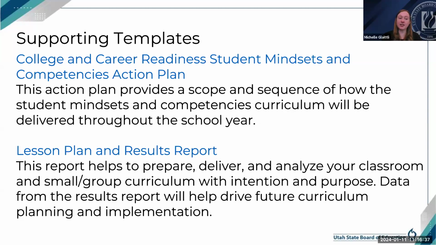So again, some supporting templates that are available in this area. We have our College and Career Readiness Student Mindsets and Competencies Action Plan. And this is a way for you to plan out what you're going to do to address those gaps, right? So going back to that data piece, what student standards, skills, what are the areas that need to be addressed? How are you going to address them? Is it school-wide? Is it just a specific grade level? Is it a specific classroom? Is that going to be addressed as a small group, right? And really making sure that you're building those connections across time. So making sure that if you're using a concept that needed to be built on, that you're doing that in a sequential order that makes sense for students, right?